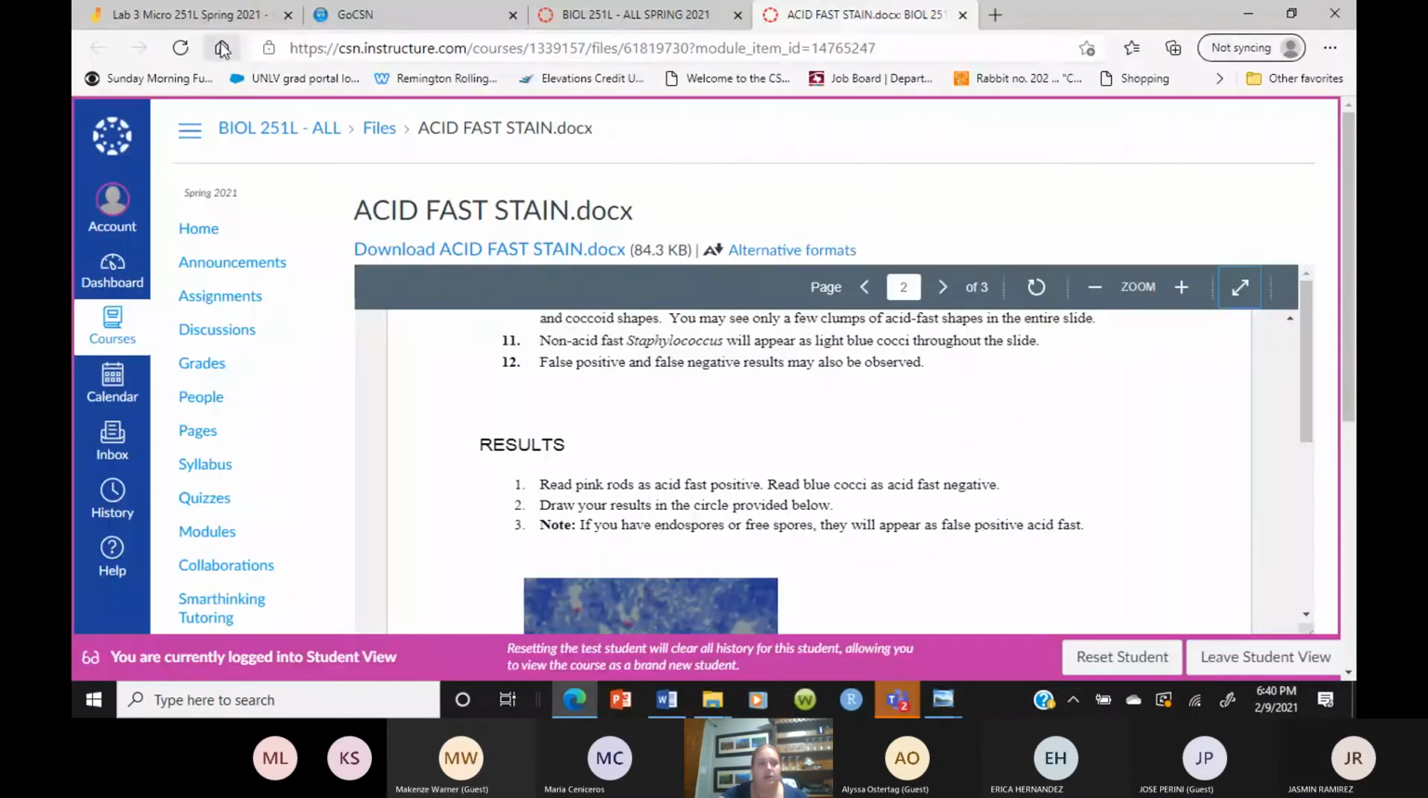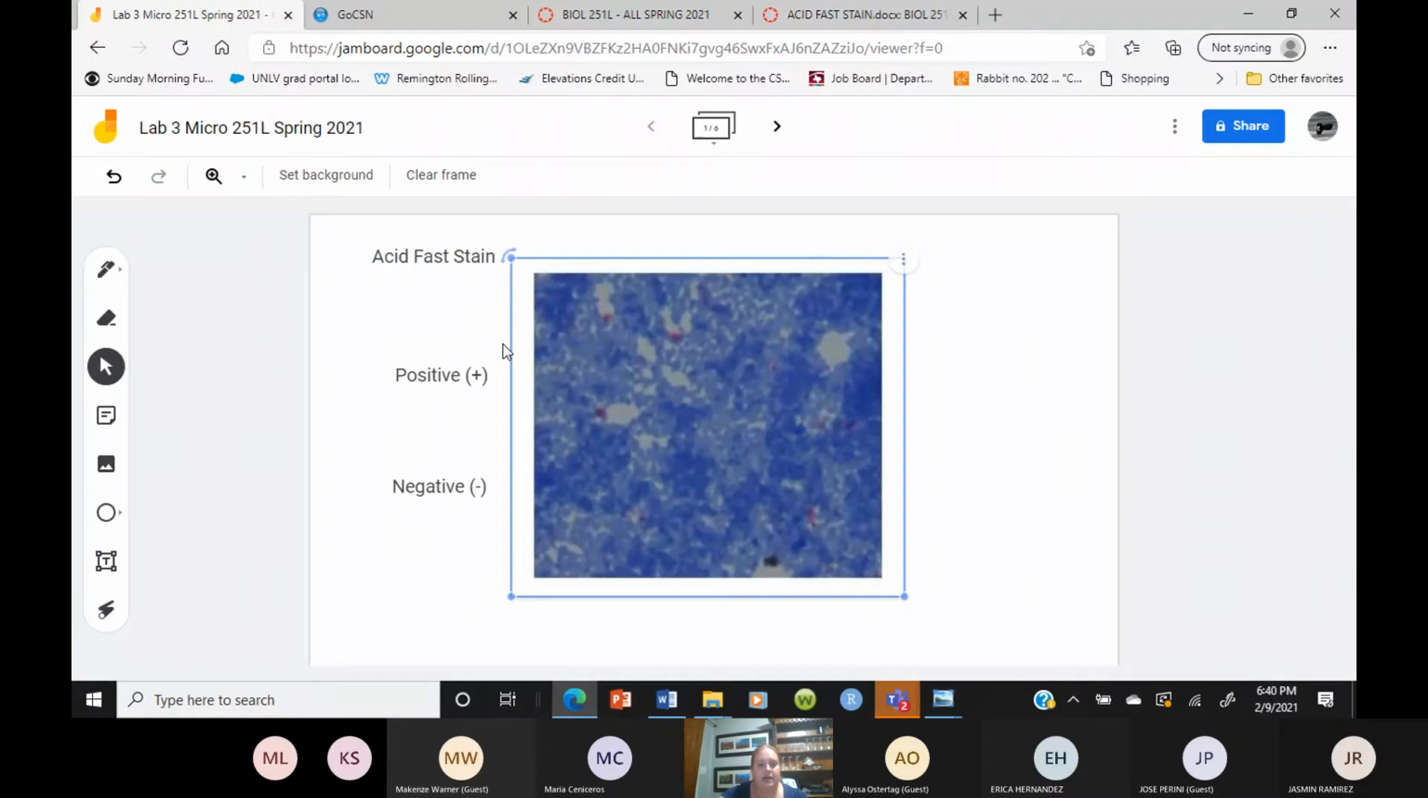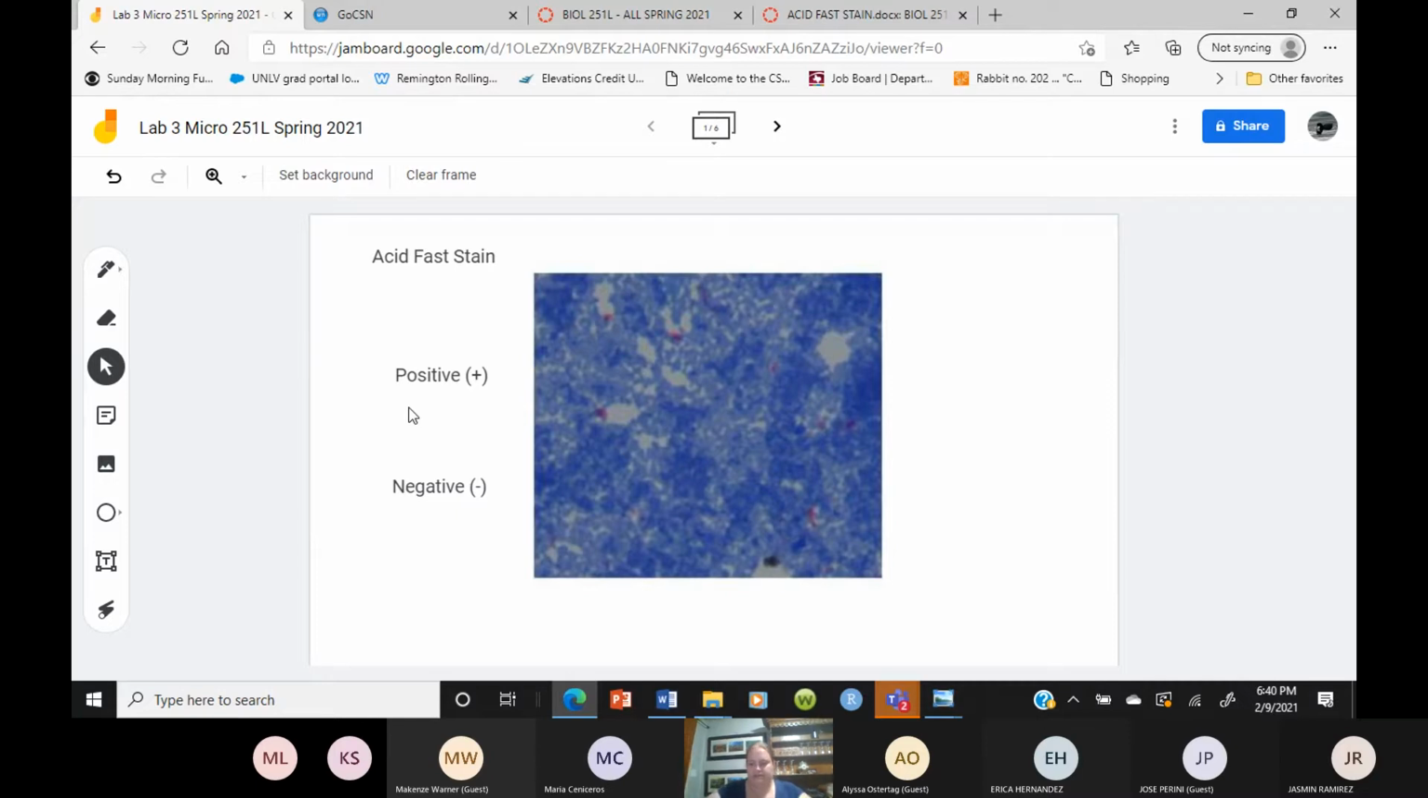So I just wanted to share with you this photo and talk a little bit about what you would see in an acid-fast stain. So the Gram stain, you're looking at pink and purple cells. For the acid-fast stain, hopefully you can see my mouse because my little pointer is not working.